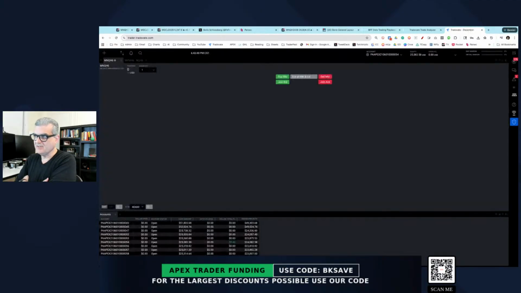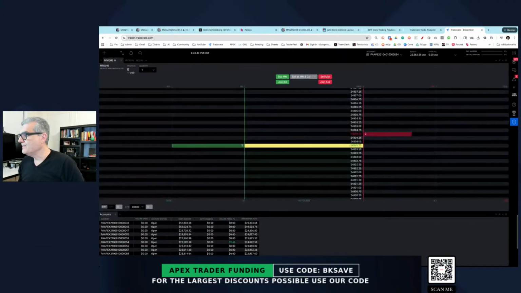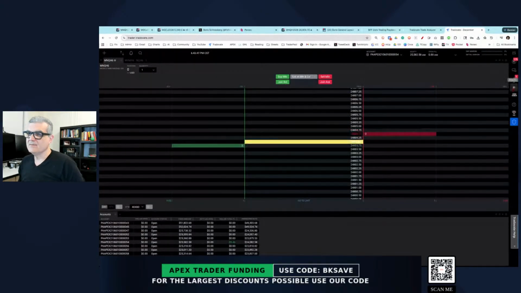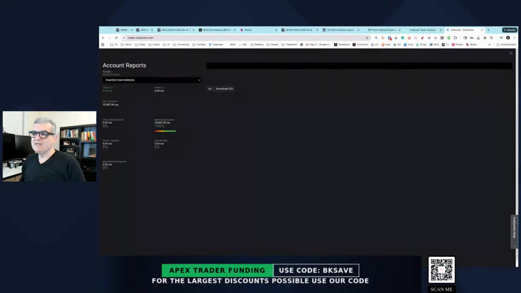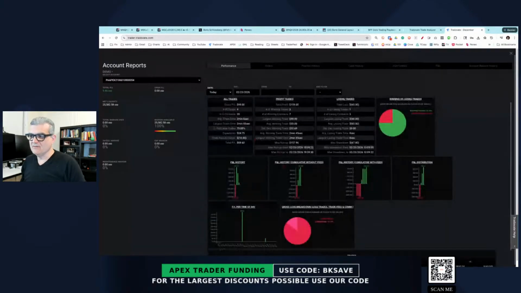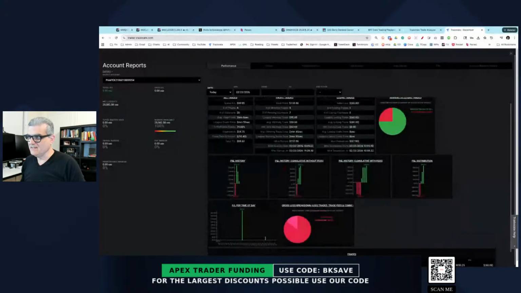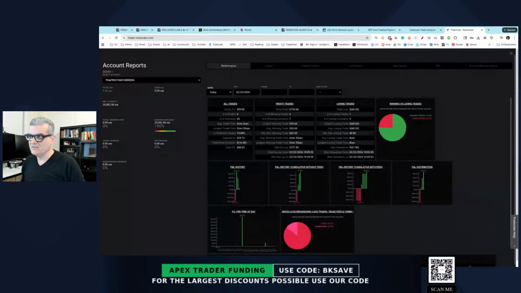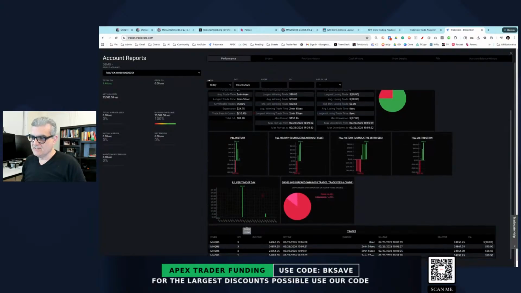Okay, so here's my Tradovate. If you go into Tradovate and you hit this reports button, you can get a report. You can get a nice little visual report. But first of all, it's really kind of hard to read, and it doesn't tell you what you need to know quickly and well. On the other hand, if you were to just download it into a CSV file, it's pretty useless.